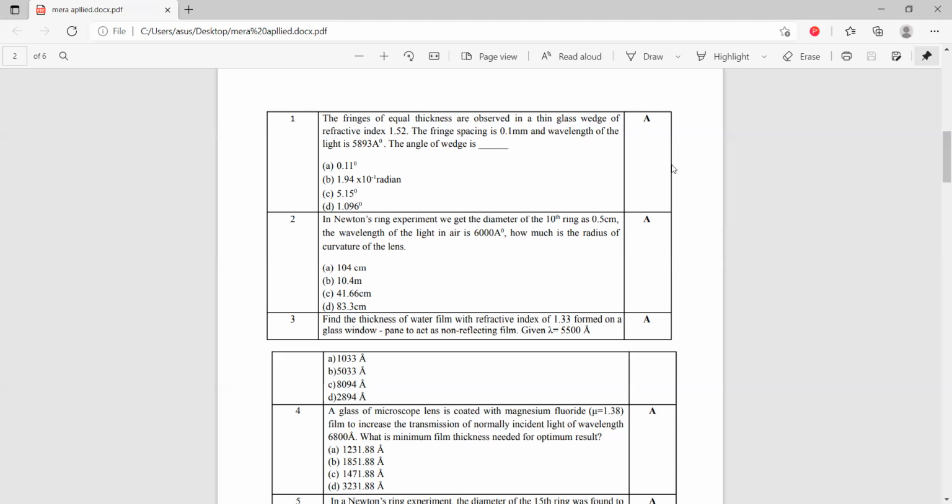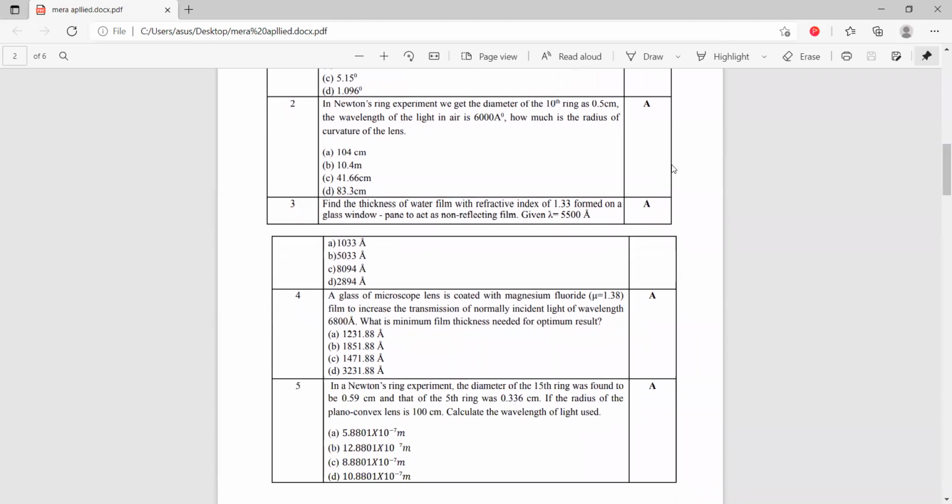Moving on to next question, question number 3. Find the thickness of water film with refractive index of 1.33 formed on a glass window pane to act as non-reflecting film. Given is lambda equals 5500 angstrom. Our options are A 1033 angstrom, option B 5033 angstrom, option C 8094 angstrom, option D 2894 angstrom. So our correct answer is option A, 1033 angstrom.